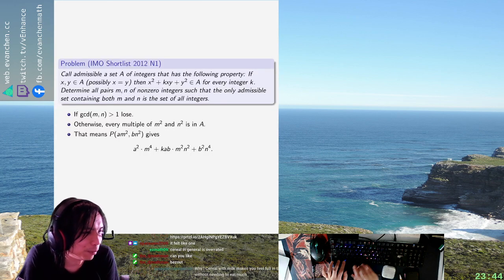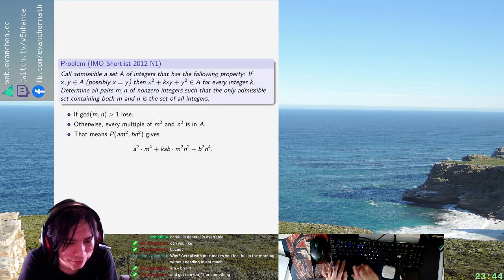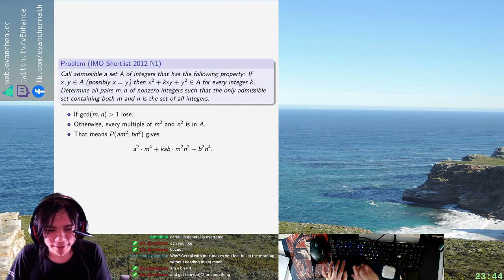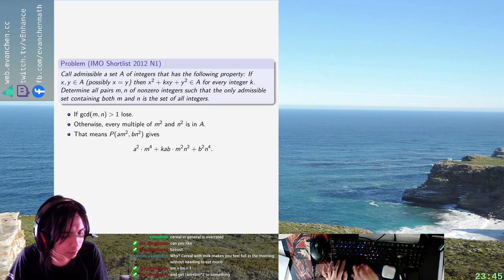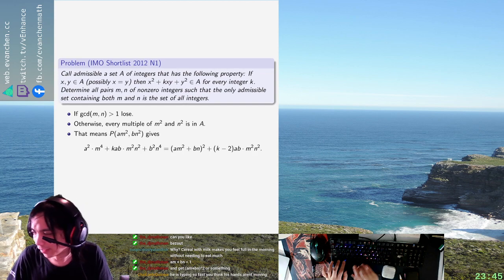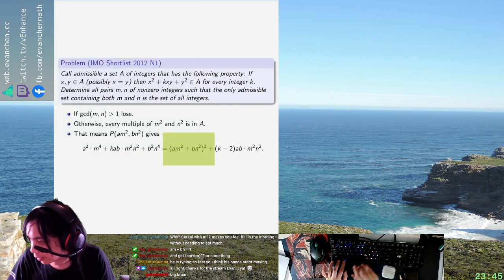I want to do Bezout, but I keep running into squares. AM plus BN equals 1. Oh, that's true. The point of this thing is supposed to look like a perfect square. Okay, AM squared plus BN squared plus K minus 2, maybe, M squared N squared. Yeah, I forgot. That seems important. Okay, so I agree. So this can be any number because M squared and N squared are relatively prime.